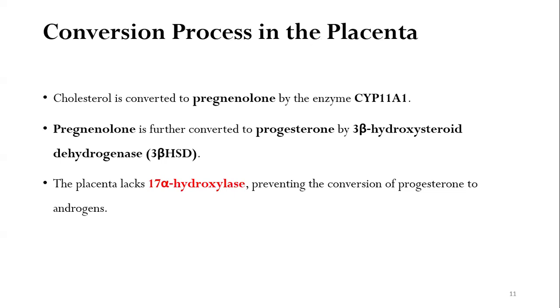Now, how does the conversion process occur in the placenta? In the placenta, cholesterol is converted to pregnenolone by the enzyme 11-alpha hydroxylase. So, the first step for progesterone production is that cholesterol is converted to pregnenolone with the help of this enzyme. Pregnenolone is further converted to progesterone by 3-beta hydroxysteroid dehydrogenase, which is present in the placenta.